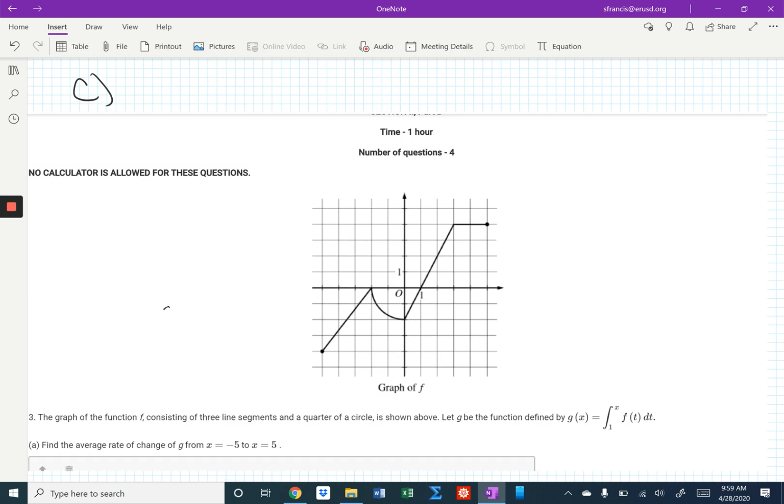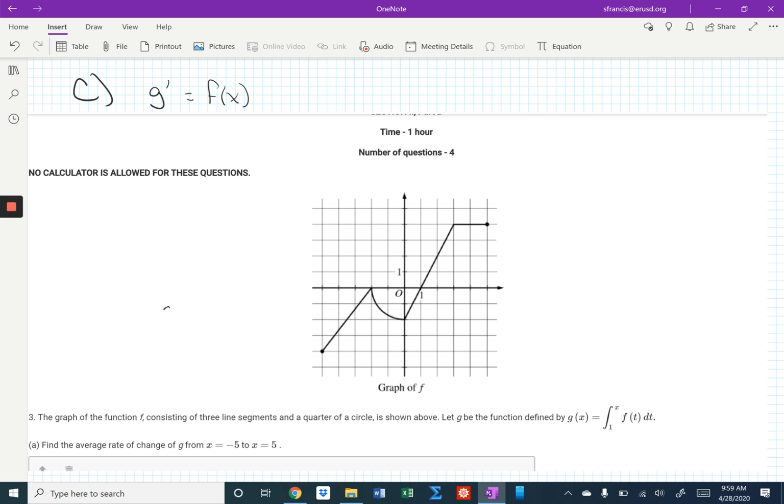For part C, they're asking on what intervals is g concave up, if any. And so to figure out where g is concave up, typically we use the second derivative, but we also learned about it from the first derivative. Now remember, g prime is equal to f of x. And we said when g prime is increasing, or the derivative is increasing, then the graph is going to be concave up.